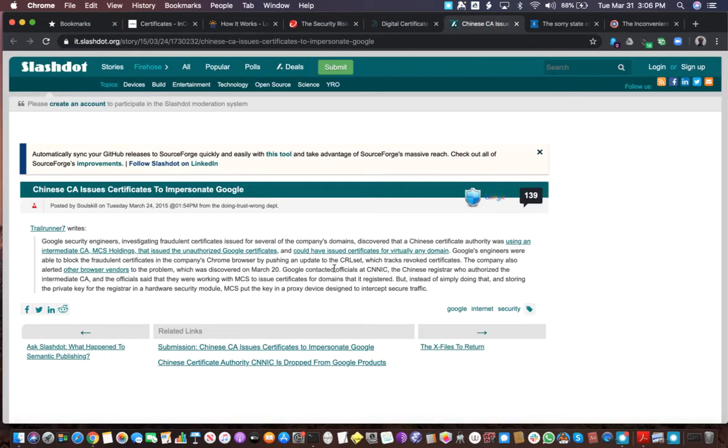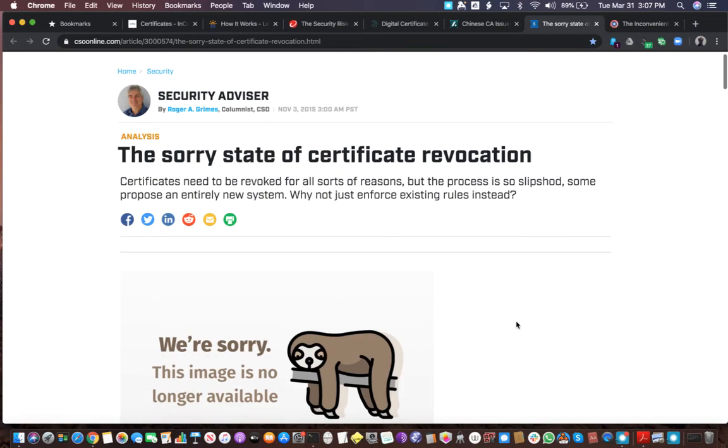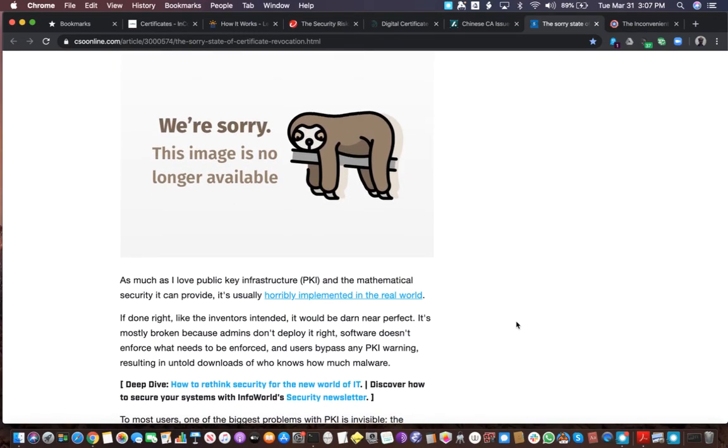So here's a specific example where a certain entity set themselves up as a CA, but it is effectively a malicious CA. So they got themselves a certificate, and then they started issuing certificates to impersonate Google. This is the kind of thing that certificate transparency is aiming to avoid. But what we are seeing is that it's quite difficult. So certificate revocation is not a solved problem.